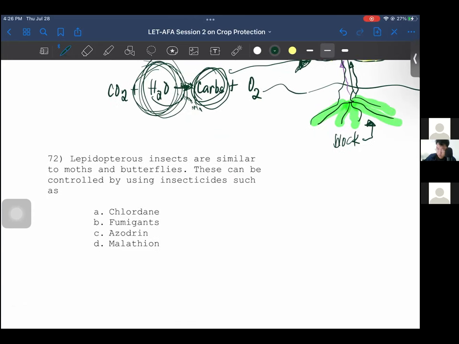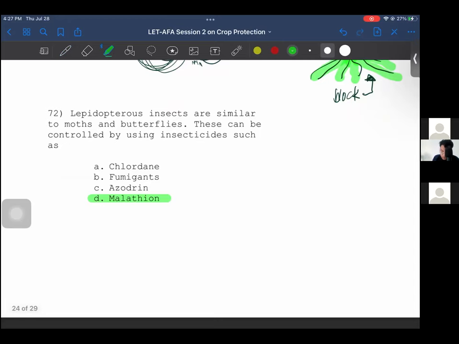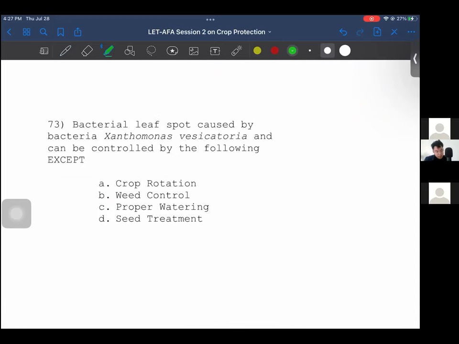Number 72. Lepidopteran insects are similar to moths and butterflies. These can be controlled by using insecticides such as, kanina, actually, natackle natin to. Alin sa mga ito ang insecticides? That is malathion. Malathion ang insecticide. Okay. Number 73. Bacterial leaf spot caused by bacteria Xanthomonas vesicatoria and can be controlled by the following except.